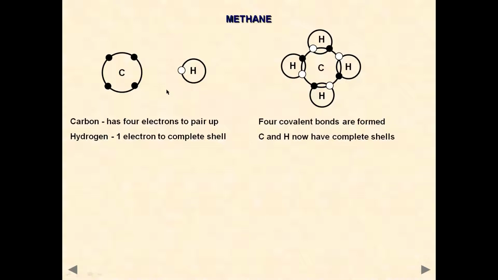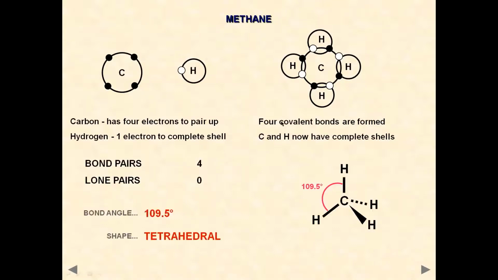Just have a look at the example of methane, which is CH4. Again, what you have to do is simply look at how many bond pairs are there around the carbon atom. So carbon has 4 electrons to pair up, hydrogen 1 electron to complete the shell. And so in this case, you have 4 bond pairs around the carbon atom, no lone pair. And we know from our previous slide that if there are 4 bond pairs, the shape is going to be tetrahedral, and the bond angle is very specific in this case.